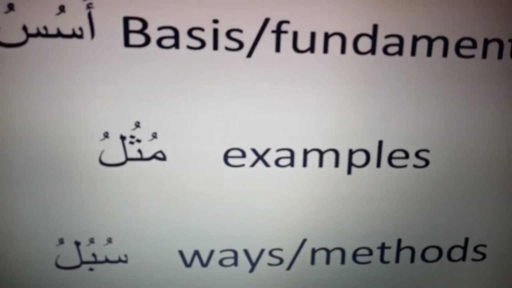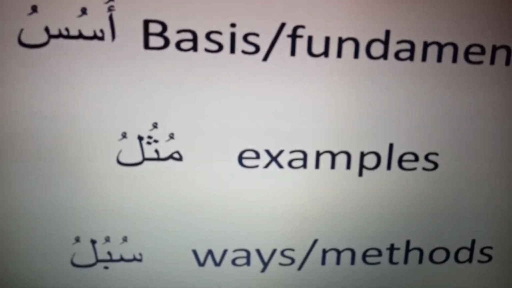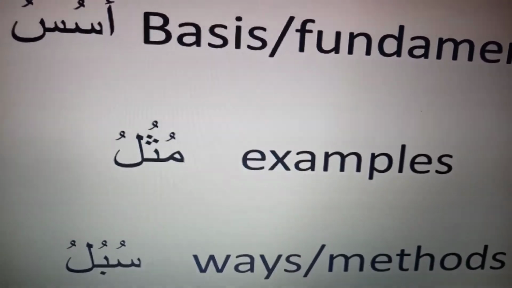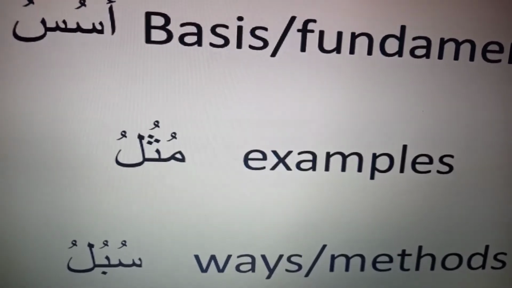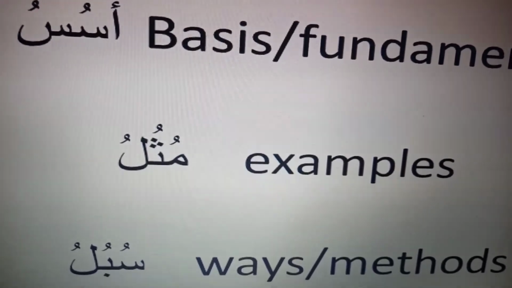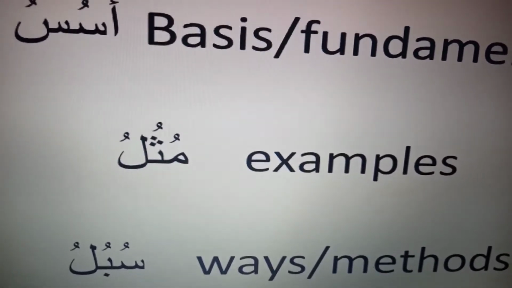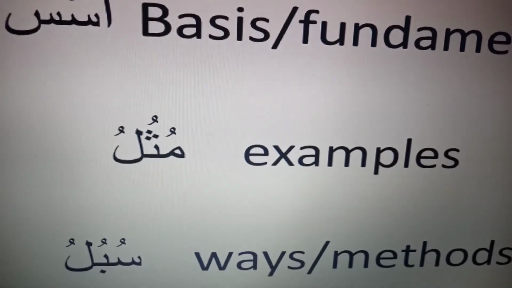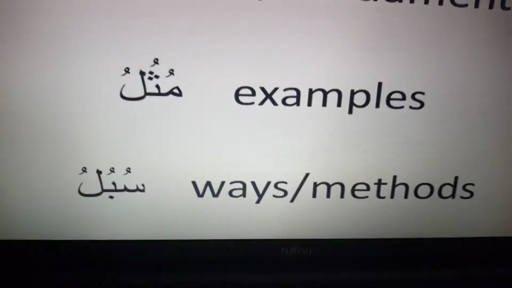The second word here is muthulu. The first letter is mim with a dhamma over it, pronounced as mu. The second letter in that word is tha with a dhamma over it, pronounced as thu. The third letter here is lam with a dhamma over it, pronounced as lu. Mu, thu, lu. Muthulu.